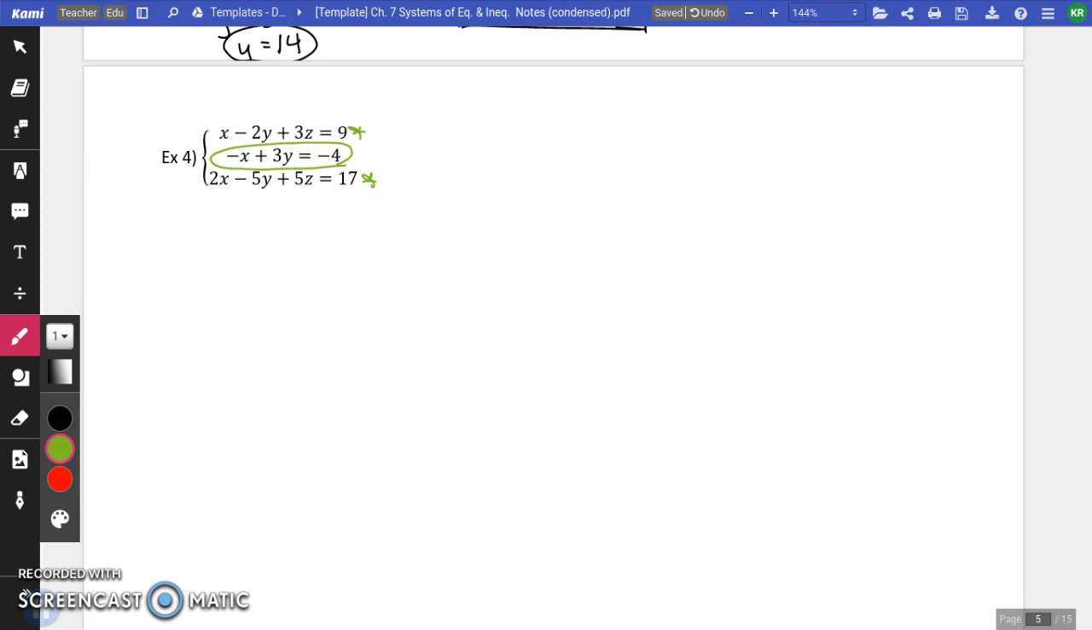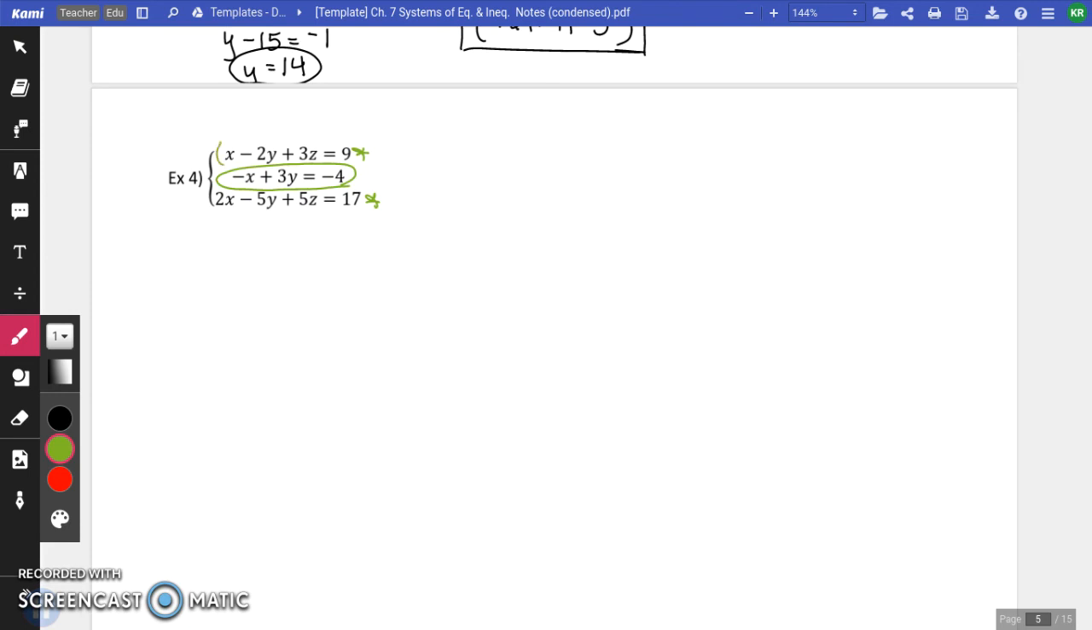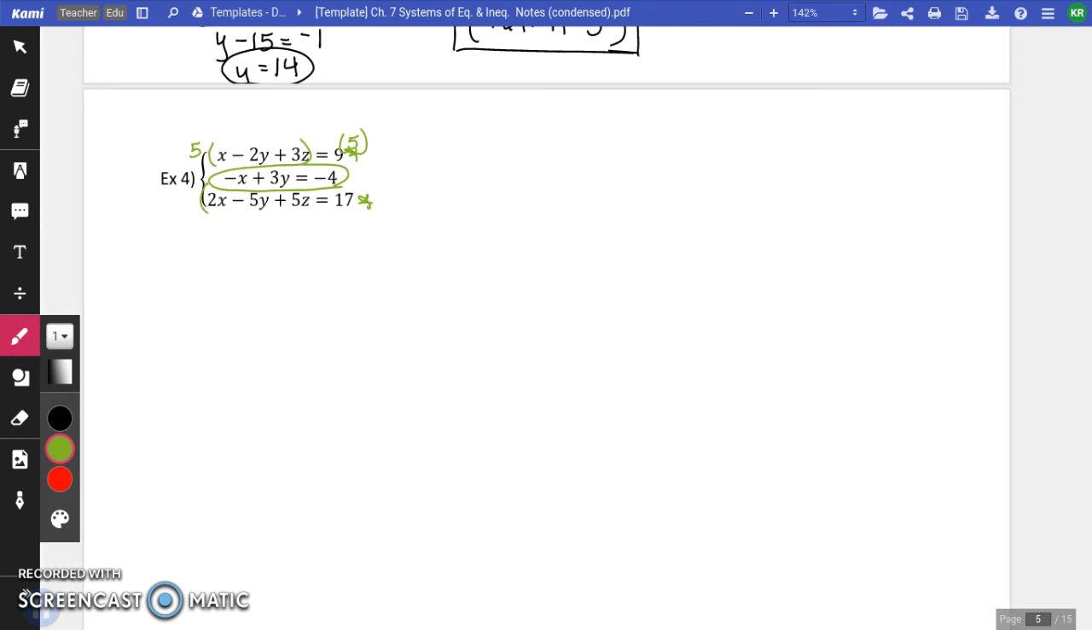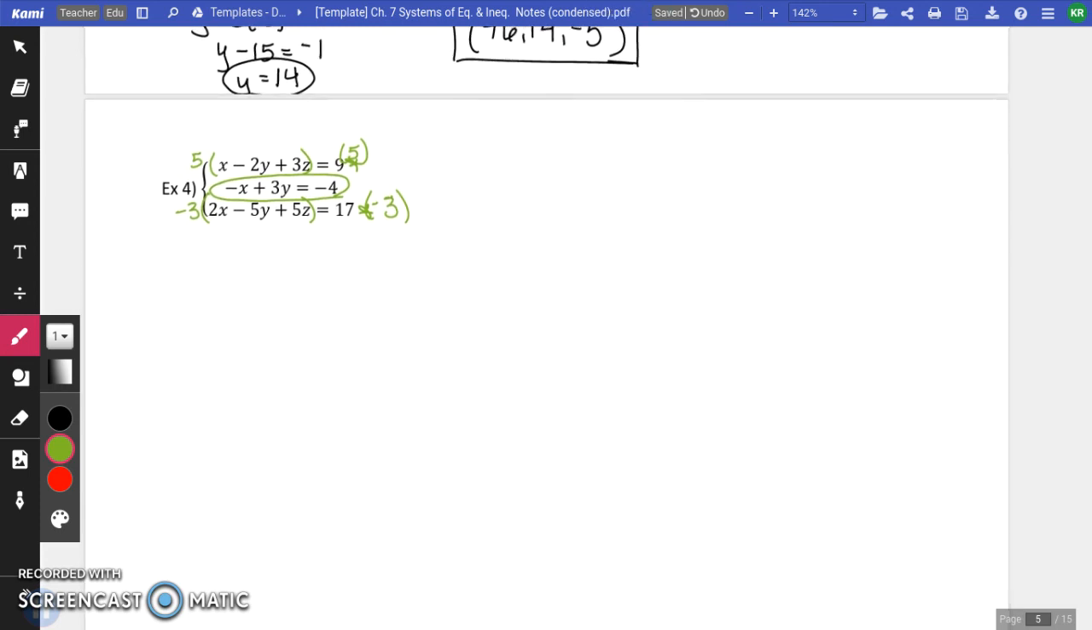Here, the first equation you have a 3z, third equation you have a 5z. I need opposites. You're going to go with 15. So 15 is the least common multiple. So I'm going to multiply the first equation by 5, both sides. The third equation I'm going to multiply by a -3, because I have to have one of these be a -15. So this is where we're going to start.